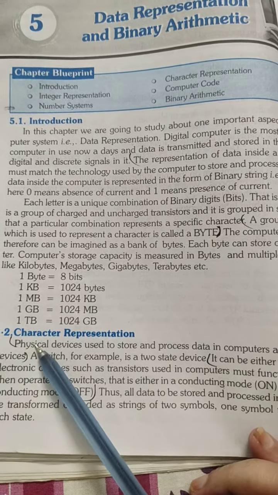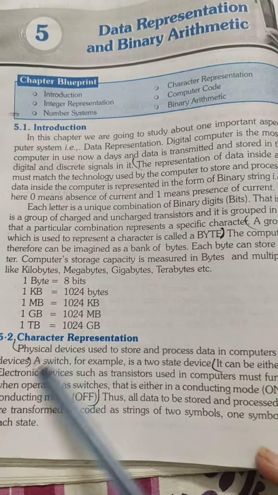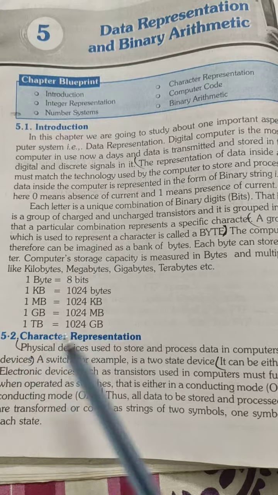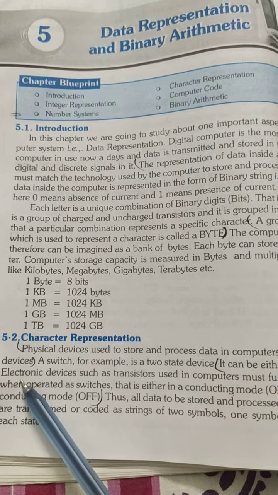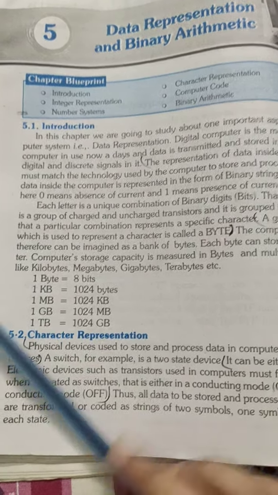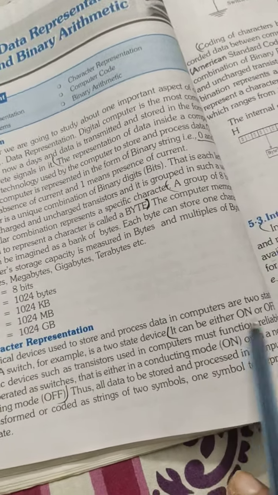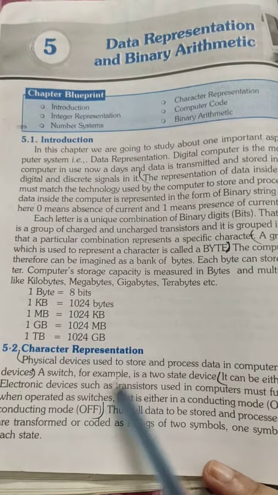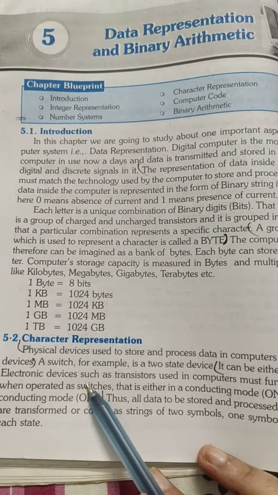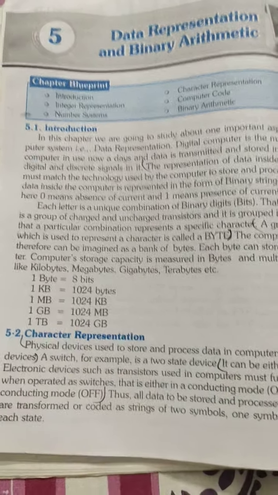In this, first we will be discussing character representation. They are the physical devices in which we can store as well as process the data in two stable states. Two stable states means a switch. For example, take the example of a switch. A switch can either be off or on, and these two modes in which the switch is available are known as the two states.